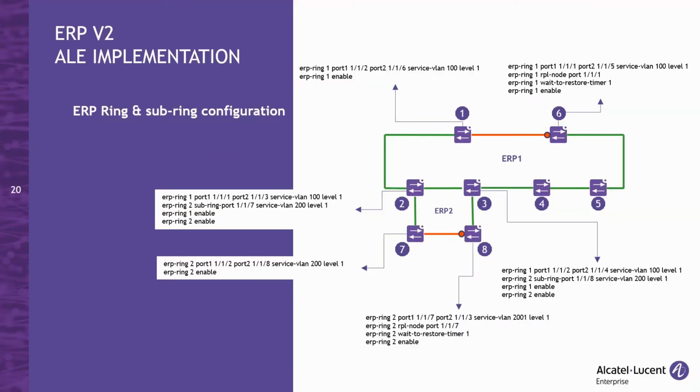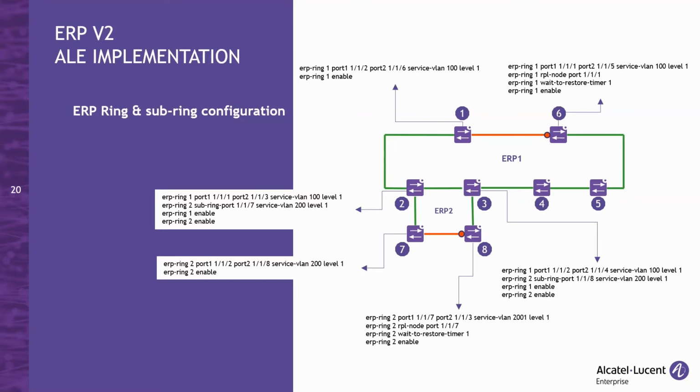Configuration of ERP ring is straightforward, and we will use this example to go through some configuration commands. Using a single line command, a network administrator defines ERP ring ID, two ports that are associated with ERP ring, and control channel or service VLAN ID. So for the node 1 in ERP ring 1, with this command, administrator defines ERP ring ID as 1, defines ports 112 and 116 as ring ports, and defines service VLAN or control channel ID of 100.